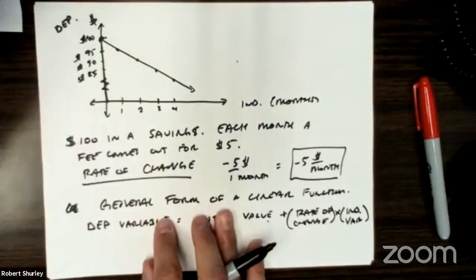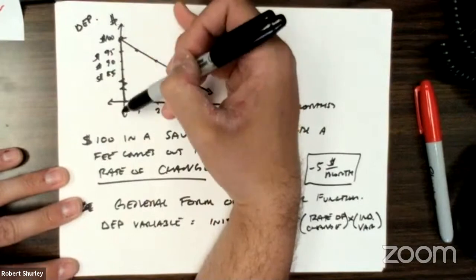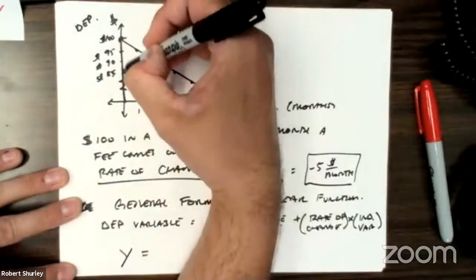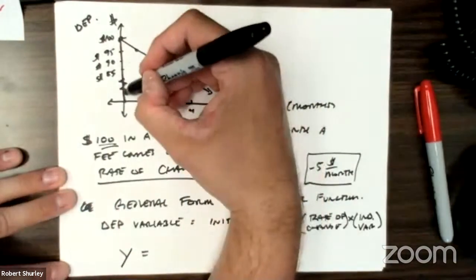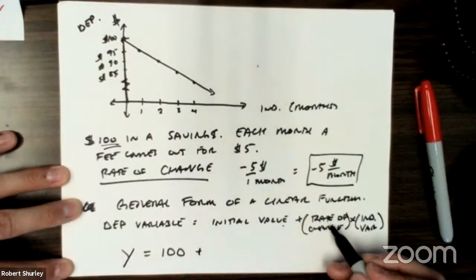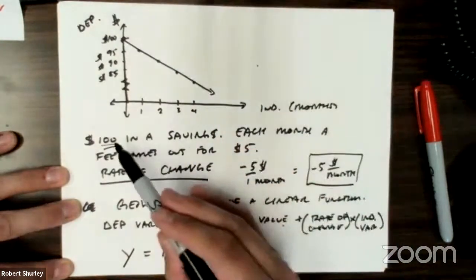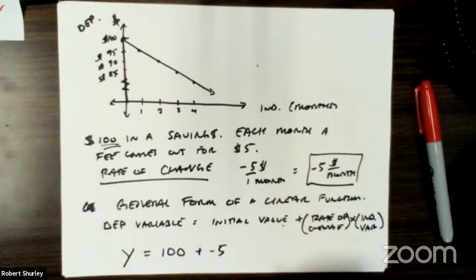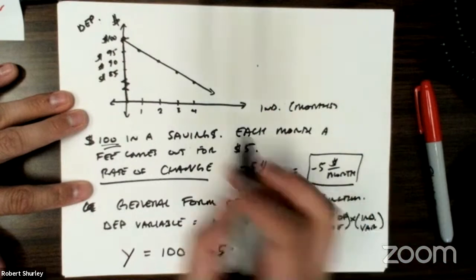So for our example, let's look at this for a minute. Our dependent variable, we're just going to use the y value because it's our y-axis. So y equals your initial value, well, the initial dependent value. And remember, we started with $100 in this savings account, so our initial value is going to be $100. Plus now our rate of change, which we had to find, it went down 5 over 1, right? Down $5 over 1. So our rate of change is going to be -5. I'm not going to use units in here at this point, okay? And then we're going to multiply that by our independent variable.